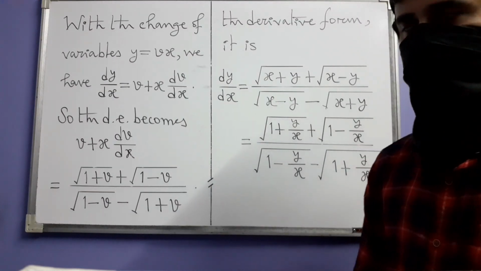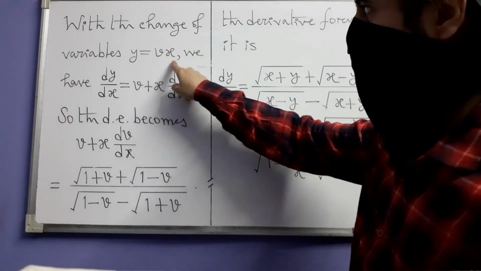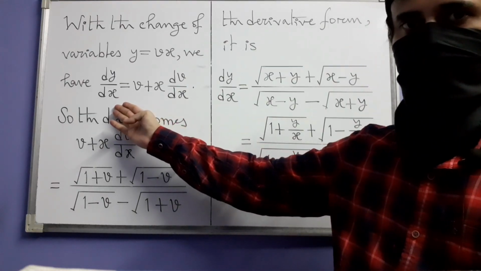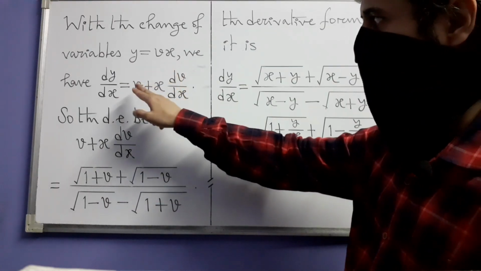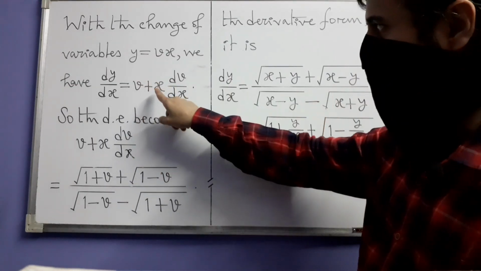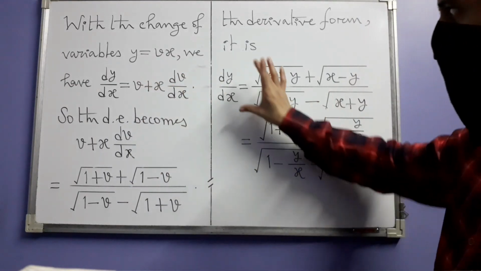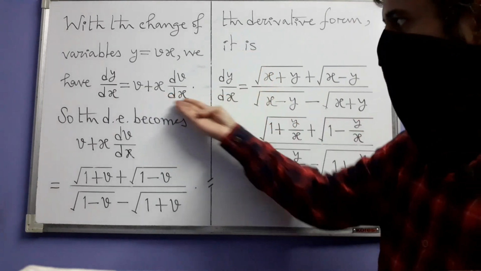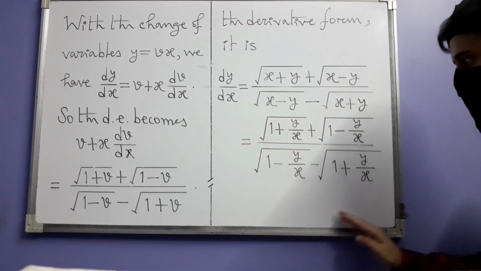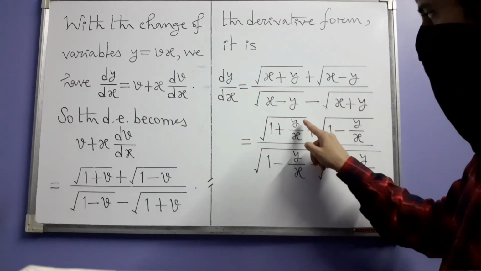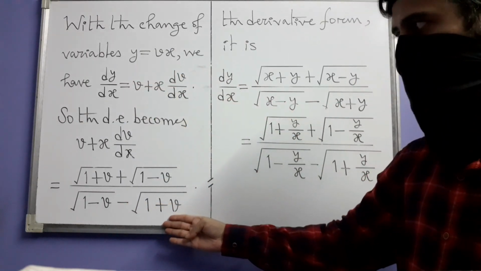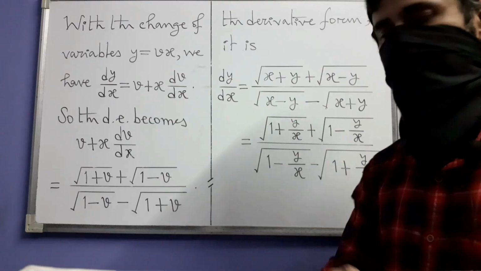So you next write the change of variables: y equals vx, where v is the new variable, and then you see what dy dx is. By the product rule for differentiation, that will be v times dx, which is 1, plus x times dv dx. So now you can replace dy dx with this, and on the right hand side, you can write v in place of y divided by x, and the right hand side looks like this, and this is a separable equation.